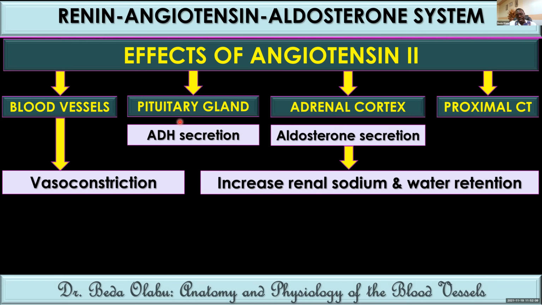Angiotensin 2 also acts on the posterior pituitary gland. The name given to the posterior pituitary gland is neurohypophysis. So it acts on the neurohypophysis to cause secretion of antidiuretic hormone. Antidiuretic hormone is also called vasopressin. So it promotes the secretion of vasopressin. Vasopressin acts on blood vessels to cause vasoconstriction. And that is why it's called vasopressin, actually, because it causes vasoconstriction.